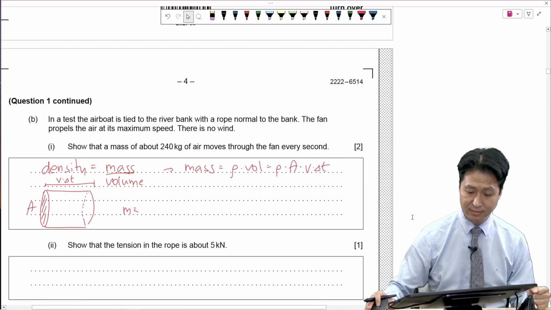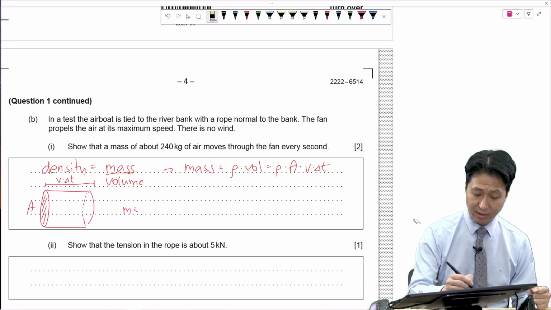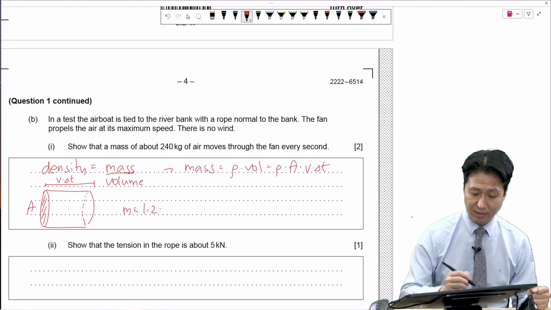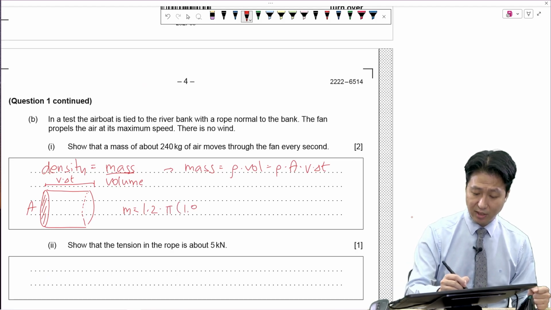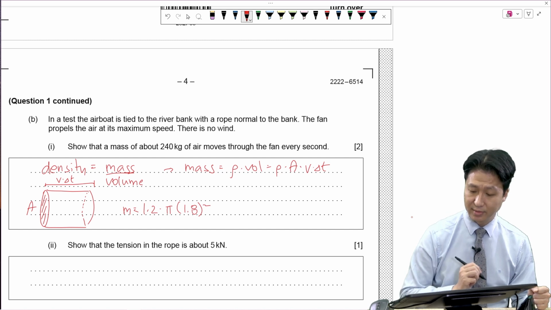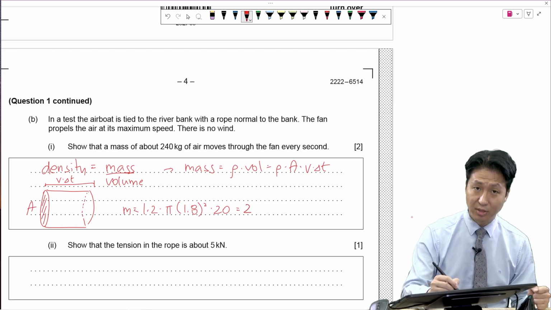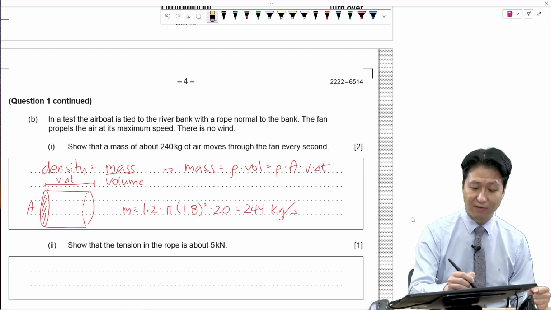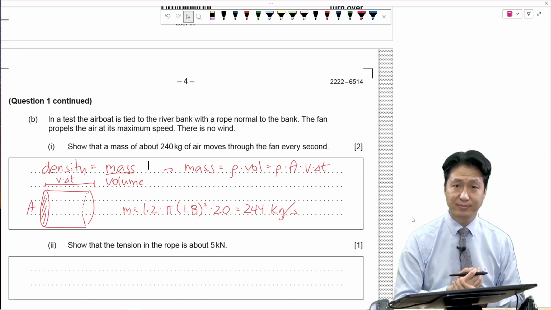So going back down, the mass of the air is 1.2 kilograms per cubic meter, multiplied by the area, which is pi, radius, which is 1.8 meters squared, times the velocity of the air, which is 20 meters per second. And this gives us approximately 244 kilograms per second, which is one more significant figure than given, so that's the answer.